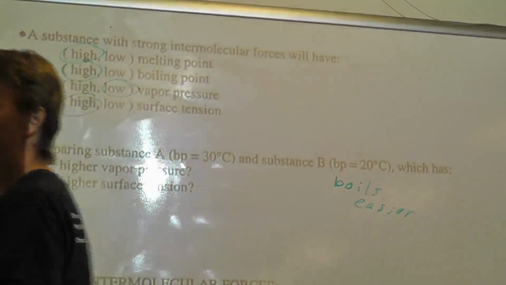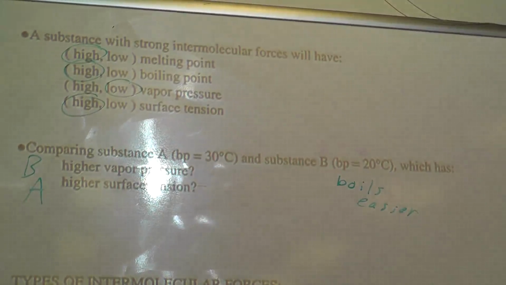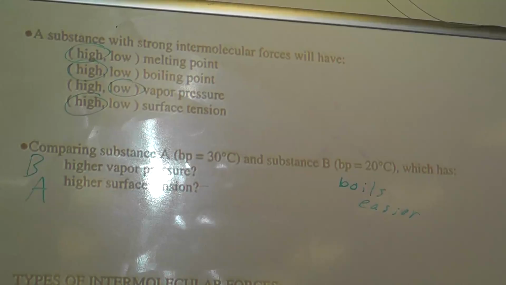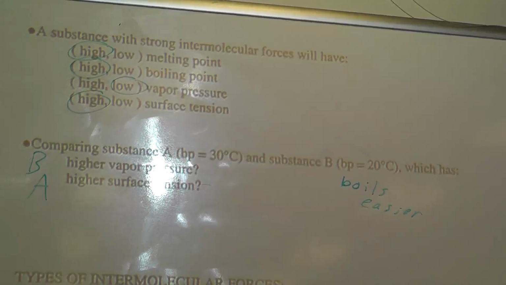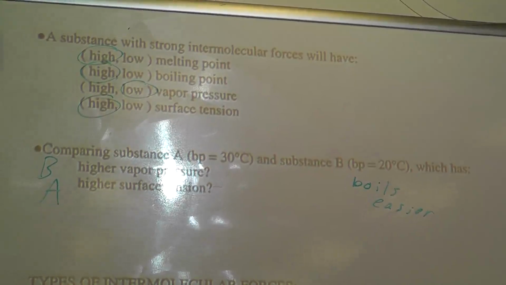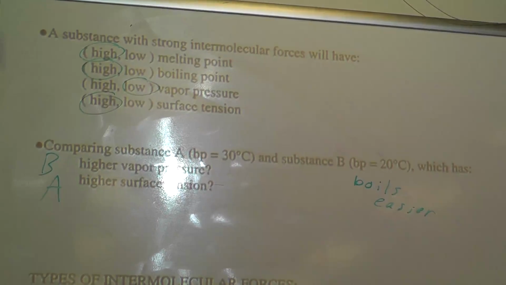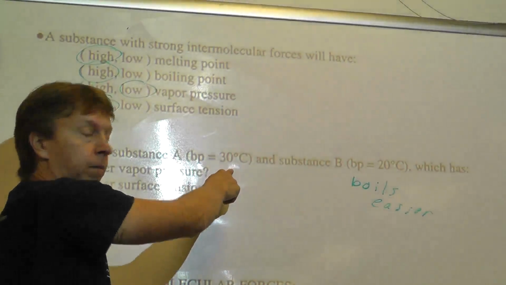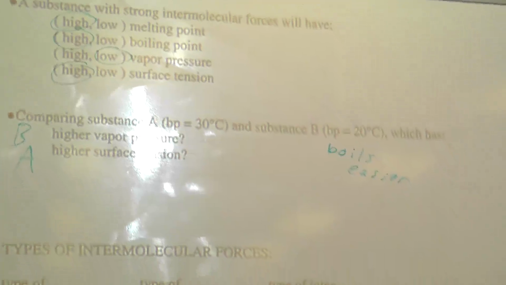That means you're more able to separate those molecules. And one aspect of separating the molecules is evaporation. So if it boils easier, then it evaporates easier. So with a higher temperature, it doesn't boil? This one, you have to get it to 30 degrees before it's going to boil. But that one will boil at only 20.